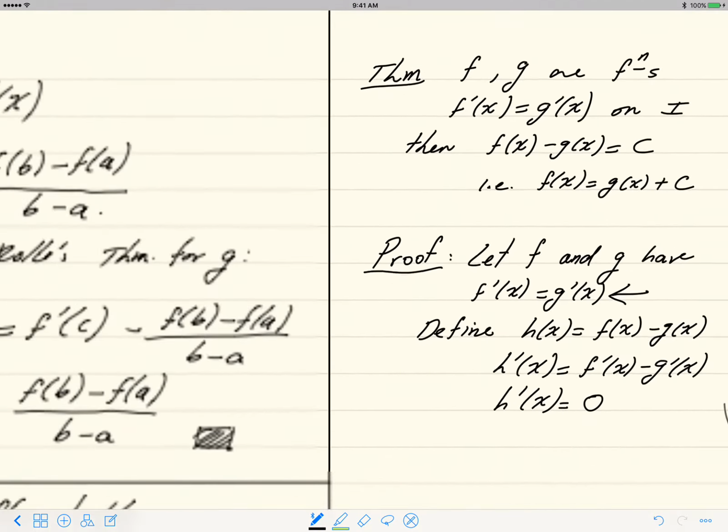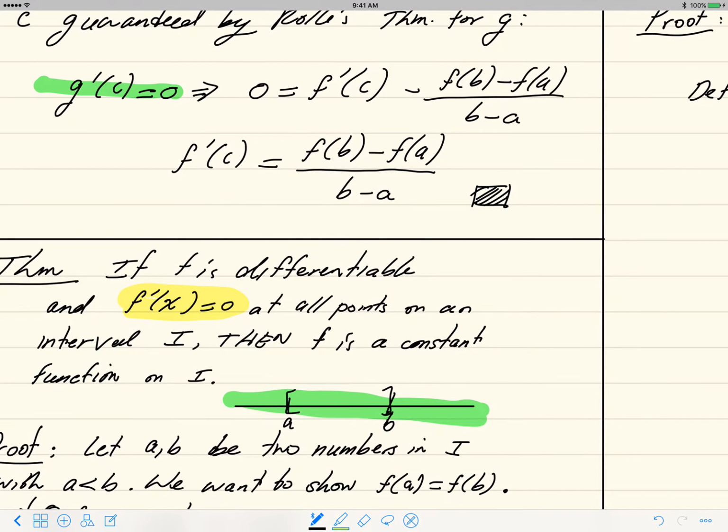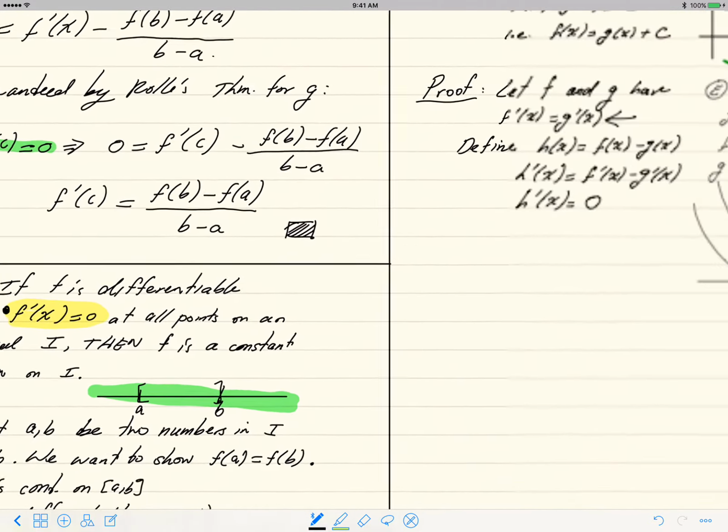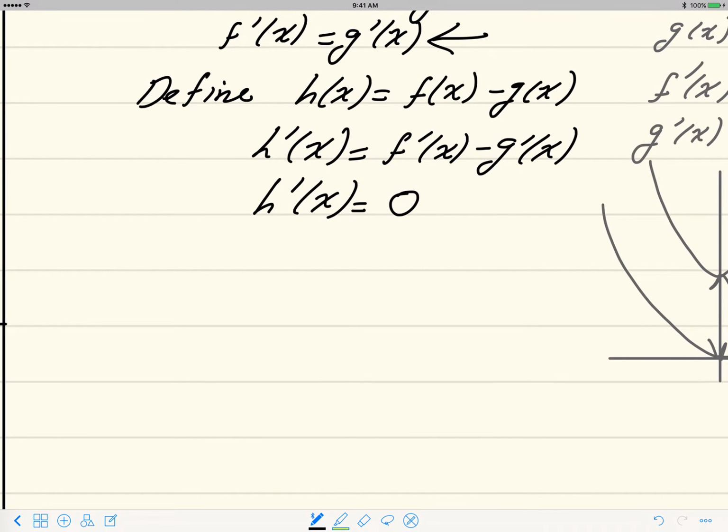And what did this previous theorem say about that? Whenever the derivative is 0, the function is a constant. So in this problem, h prime is always 0. Therefore, h of x is equal to a constant by the previous theorem.